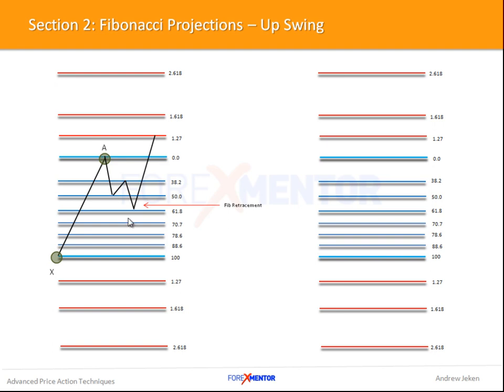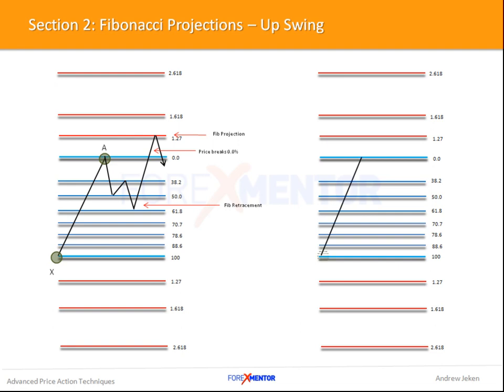We then have price drive higher, and you can see it comes right up to that 127 projection or extension. So price breaks the 0%. Remember, from X to A, we have the 100% here and the 0%. Price comes down, retraces, finally finds support at the 62, and then it rallies. It takes out the highs at A, or the 0% level, into the 127 extension. So that's your fib projection.